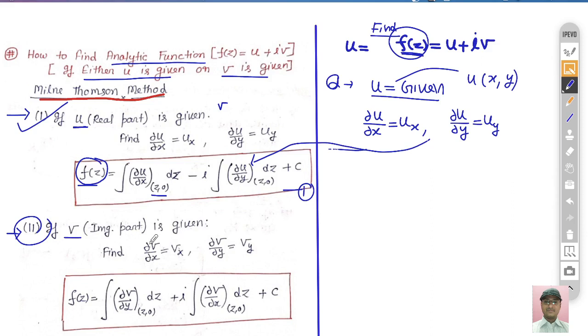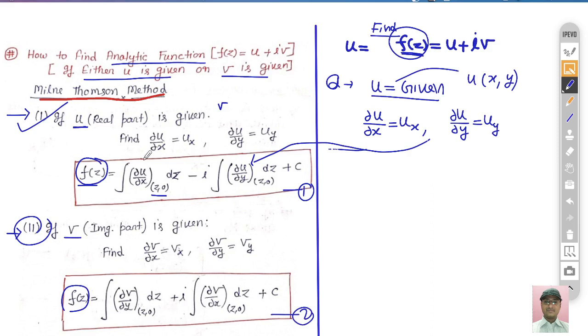You simply have to find the value of del v by del x and del v by del y, right? Now what is the difference between these two formulas? Try to understand. Here you have used del u by del x first, and minus sign, plus i (iota). Here it is plus in place of minus. If v is given, the imaginary part, then in place of minus you just put, in equation 2, plus. Second, here you have used del u by del x first, but here first you have to put del v by del y, and then in the second place del v by del x, right?